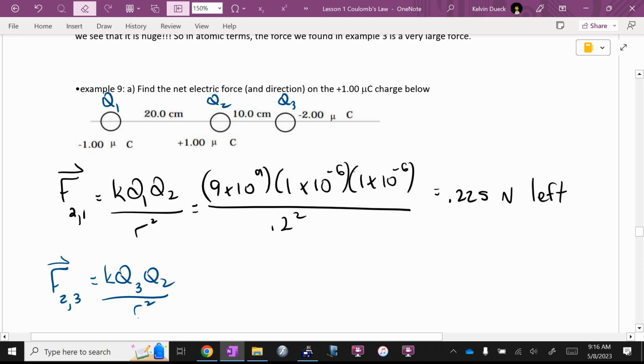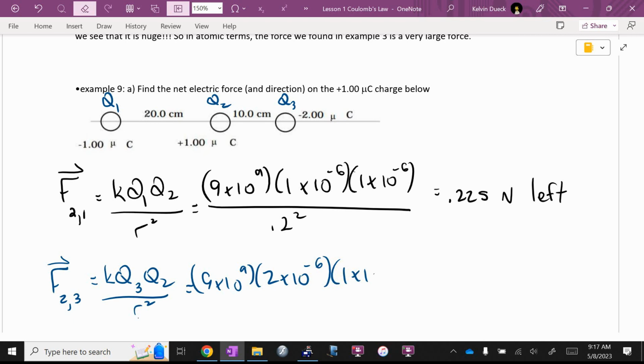Now we repeat. But this time, we're going to do the force between charge 2 and charge 3. Now, there is also a force between charge 1 and charge 3. Who cares? The question, Eric, didn't ask that. It wants the net force on charge number 2, the positive 1 microcoulomb charge. So it's going to be 9 times 10 to the 9th, charge 3, 2 microcoulombs, charge 2, 1 microcoulomb, all over 0.1 squared.